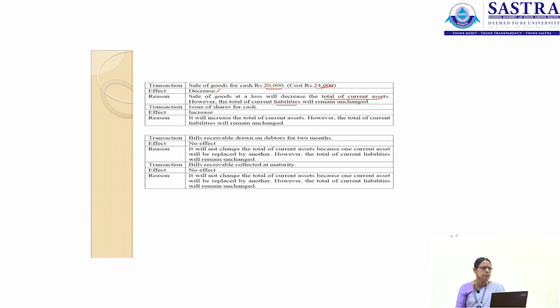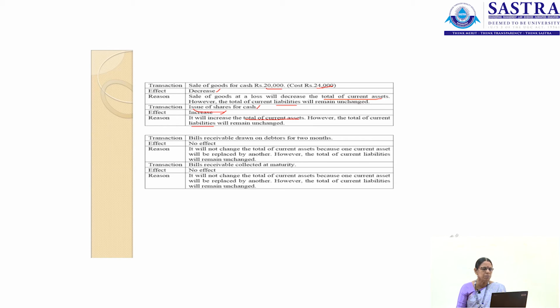Next is issue of shares for cash. When shares are issued for cash, the cash will increase. So the total of current assets will increase. However, the total of current liabilities will remain unchanged, because issue of shares is one of the components of your capital. So it will not have any impact on the current liabilities. So it will increase your ratio.